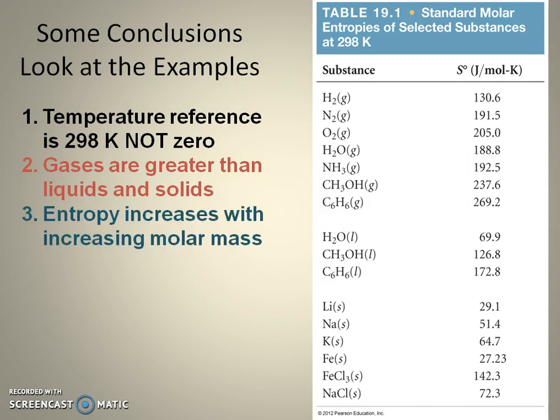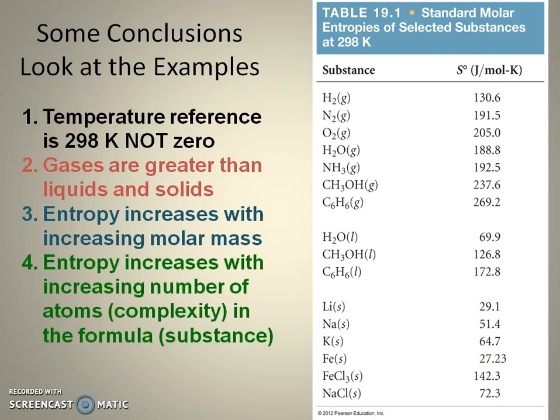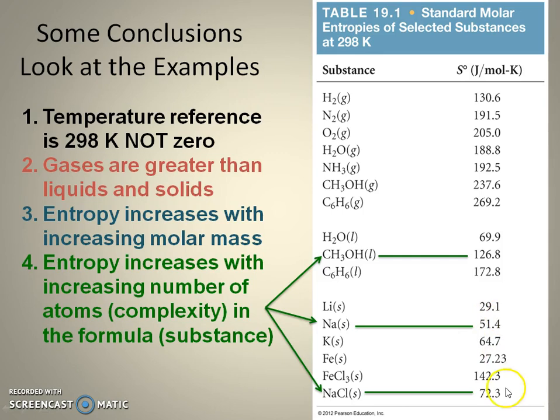Entropy increases with increasing molar mass. So if we look at two elements like lithium and potassium, lithium is 7 grams, potassium is 39 grams. As we increase molar mass, we're increasing the entropy. We are increasing the number of atoms or the complexity of a substance. We're going to increase the delta S as well. So this should make sense. If you have sodium, 1 atom, 51.4, you have 2 atoms together making a compound of 72.3, and then you have something like CH3OH, besides the fact that it's liquid, but also you have multiple atoms now together making that huge complex compound, lots of molar mass. You have a huge molar entropy value.